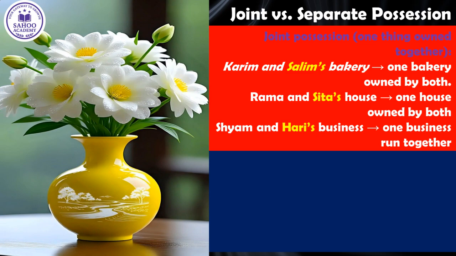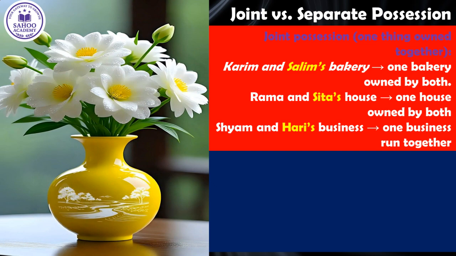Karim and Salim's bakery. Look at the use of apostrophe here. This means one bakery owned by both Karim and Salim. Rama and Sita's house. This means one house shared by Rama and Sita. Similarly, Sam and Hari's business. This means one business run together by both Sam and Hari. So remember, one thing plus shared ownership is equal to apostrophe s on the last noun only. Remember it, on the last noun.